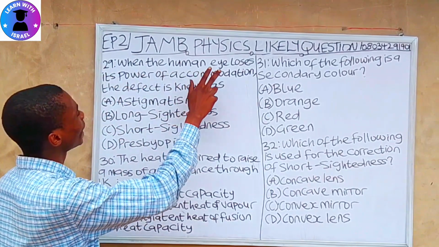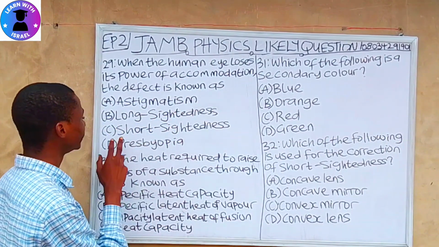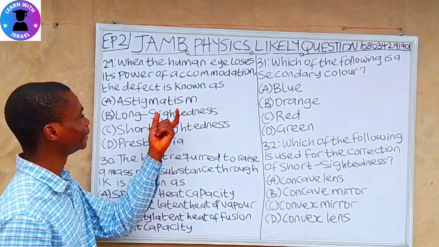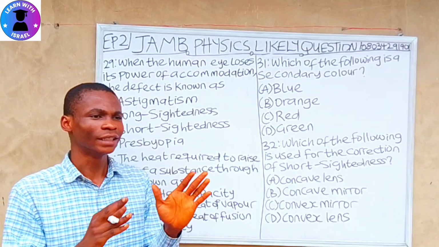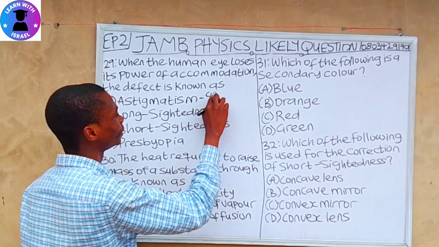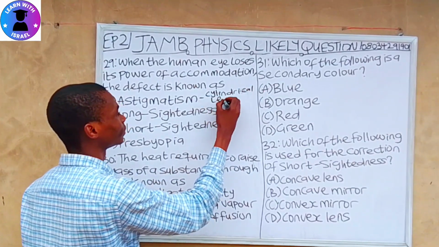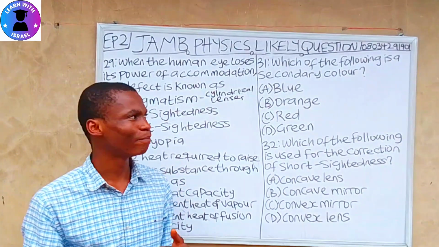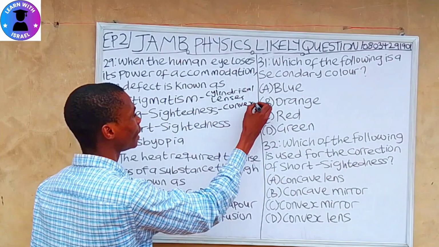Question 29. When the human eye loses its power of accommodation, the defect is known as A. Astigmatism, B. Long-sightedness, C. Short-sightedness, D. Presbyopia. So guys, let's start from astigmatism. Astigmatism is a defect of the eye in which the person will not be able to see clearly. The vision will be very blurry, and it is corrected by cylindrical lenses. And for long-sightedness, another name for long-sightedness is hypermetropia, and it is corrected by convex lens.